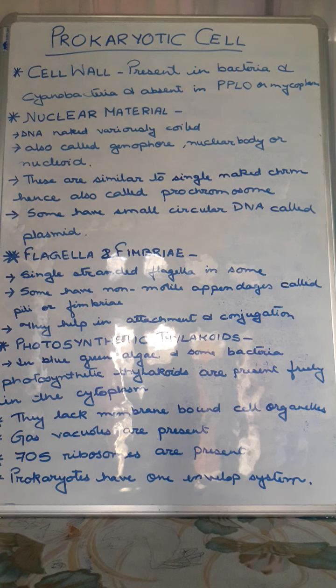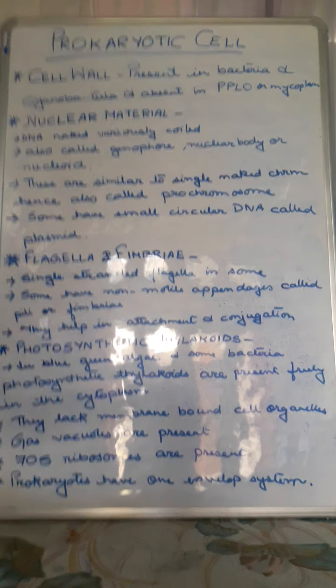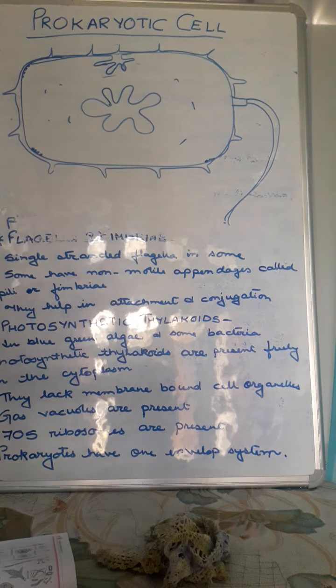Then these prokaryotes have one envelope system. That means, in the whole cell, except for the cell membrane, all other membranes are absent, isn't it? Neither is there any membrane bound organelle, nor is the nuclear membrane present. That's why the whole cell consists of only a single membrane envelope. Okay, that is an important part in case of the prokaryotic cells.